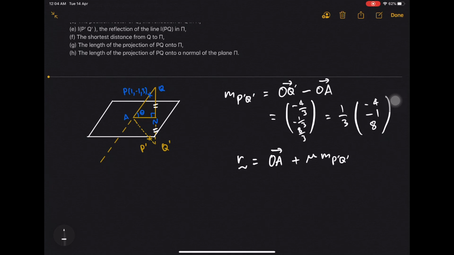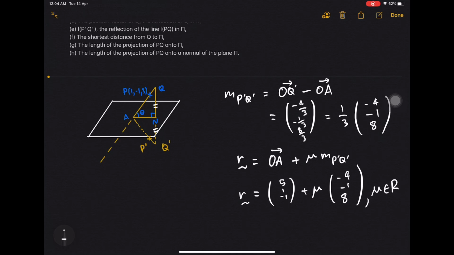So we're going to put it inside, and my OA will be 5, 1, minus 1 from the previous question that we found. And this is what we have found: minus 4, minus 1, and 8. Once you're done with that, you actually found the equation of the line P prime Q prime.